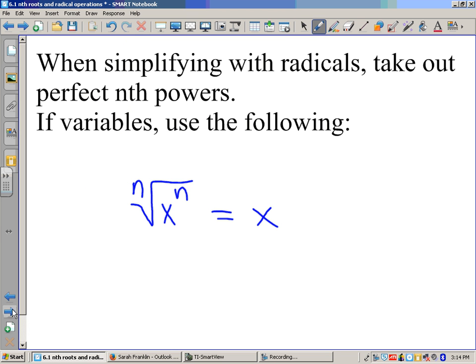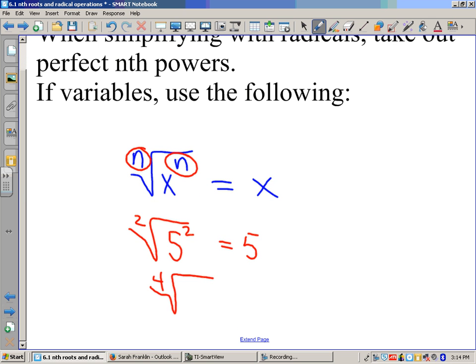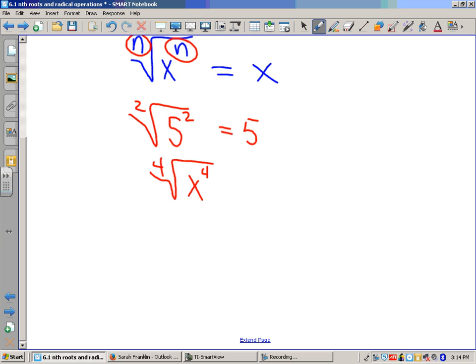Now, when simplifying with radicals, the one thing that you want to remember, and we get into this as we go on and it gets more difficult, but right now you are taking out perfect nth powers. So remember that the nth root of x to the nth is going to give you x. Just like if I said, what's the square root of 5 squared? This square undoes that square. It's 5. If I said, what's the fourth root of x to the fourth? The fourth root of x to the fourth is x.